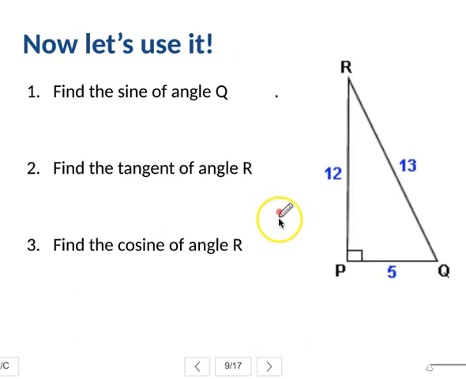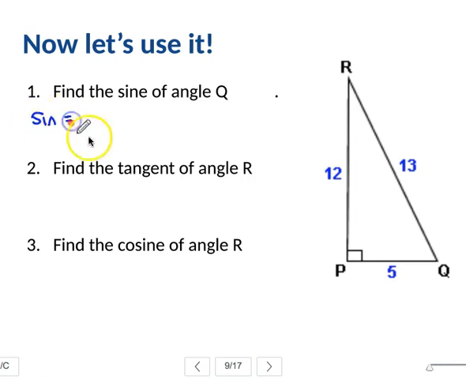All right, so now let's use these. Let's set up some of our trig ratios and make sure that we're good to go here. So we've got a right triangle, triangle PQR, and we've got all of our sides labeled. If we want to find the sine of angle Q, for sine, we can abbreviate that as SIN, and that's what it's going to look like on your calculator as well.